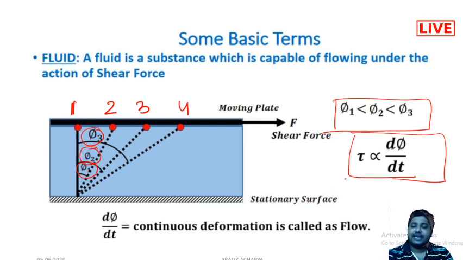The rate of shear strain is called flow, because if angular deformation exists, it means the fluid is flowing, the fluid is in a dynamic condition. If the angular deformation is 0, is the fluid flowing? No, the fluid is not flowing.